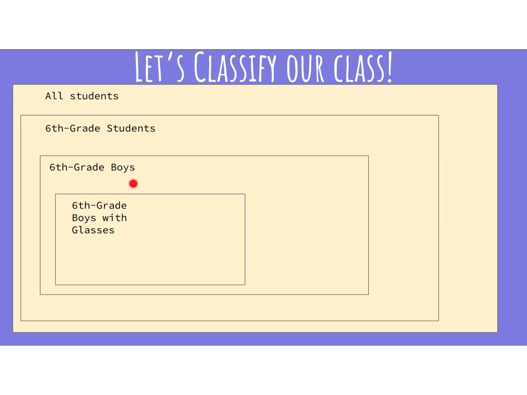And then if we go out to the next rectangle, that's even a larger group, that's the 6th grade students. So the 6th grade boys are all a subgroup of the 6th grade students. And then we head out to the next rectangle. So 6th grade students are a subgroup of all students. So all students are made up of the 6th grade students and the 6th grade boys and the 6th grade boys with glasses. So we're going to use this Venn diagram to help us classify numbers.